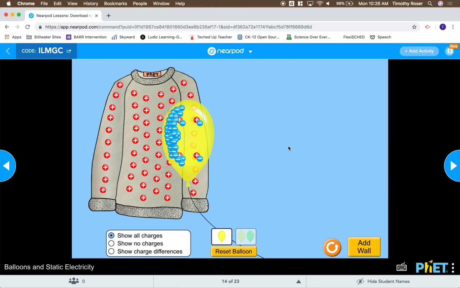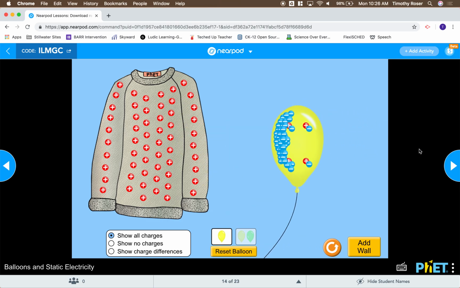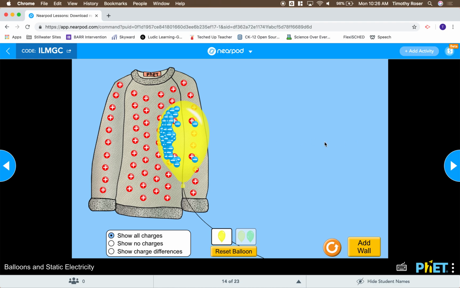That's because it starts out really slow when it's over here, and therefore it takes a longer time, or it's slower because the force is not as strong. When it's really close, it snaps immediately. And so that's Coulomb's law in practice.